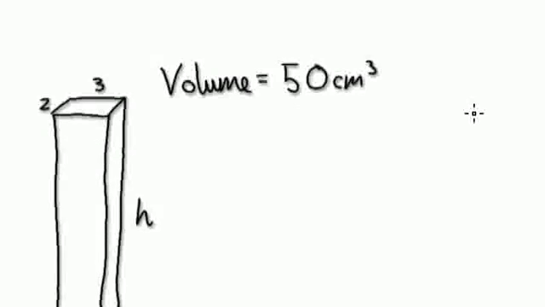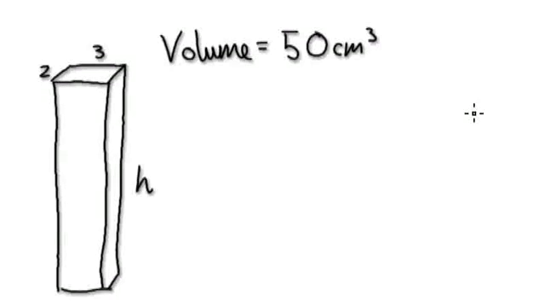Some more practice for you guys. Now our company is going to produce some chocolates. The chocolate bar has to have a width of 2 centimeters and a length of 3 centimeters. But what must the height be in order for us to produce a volume of 50?